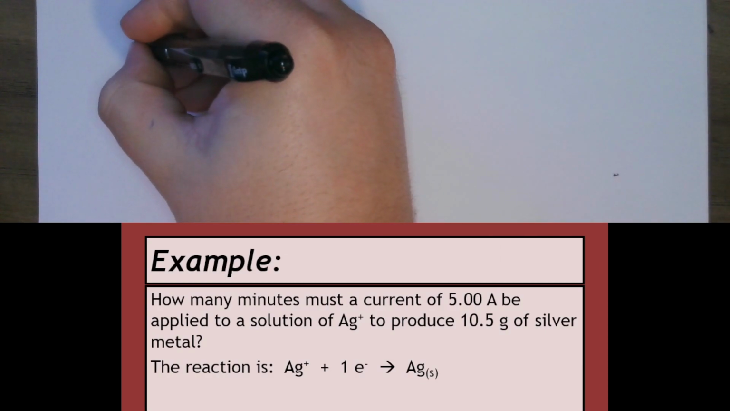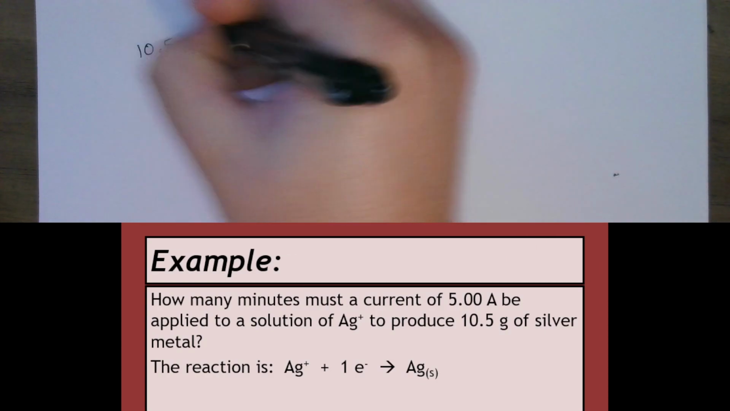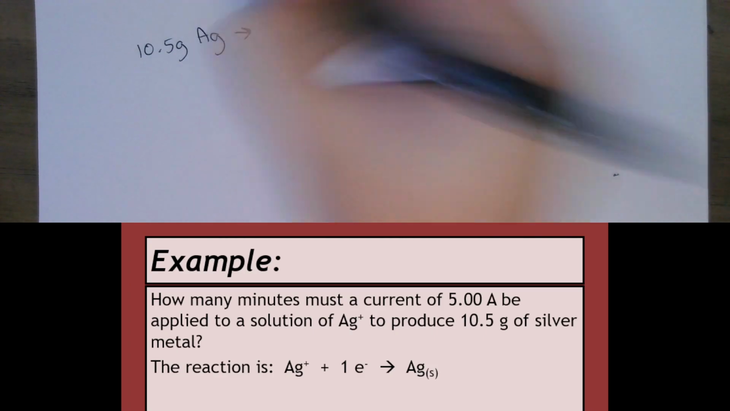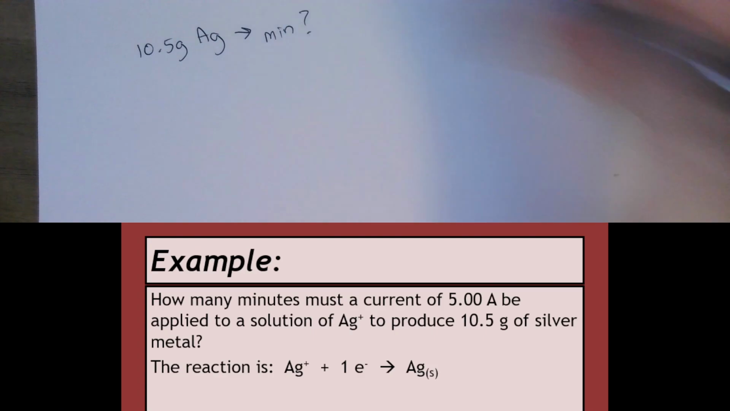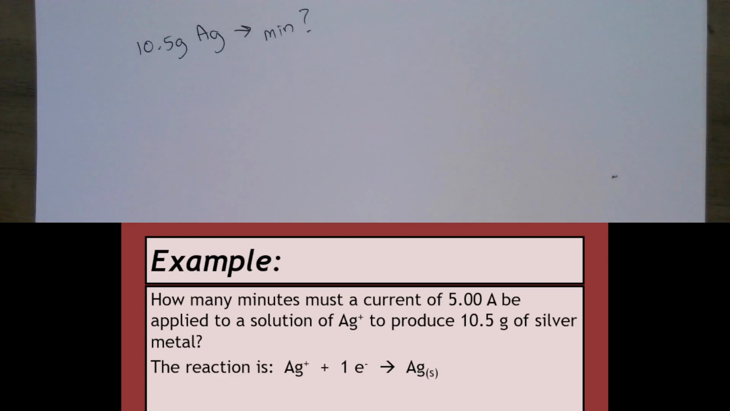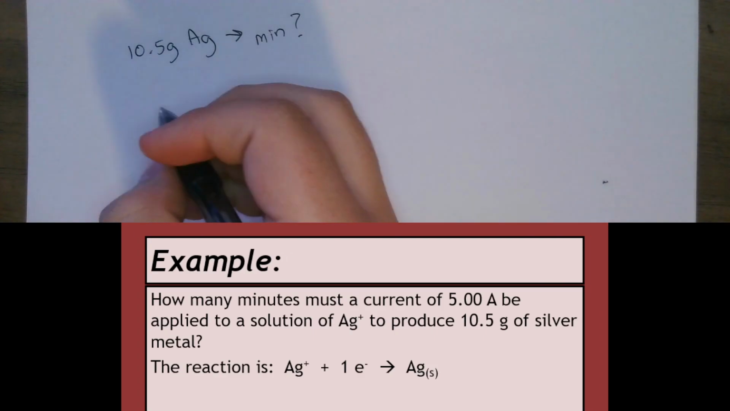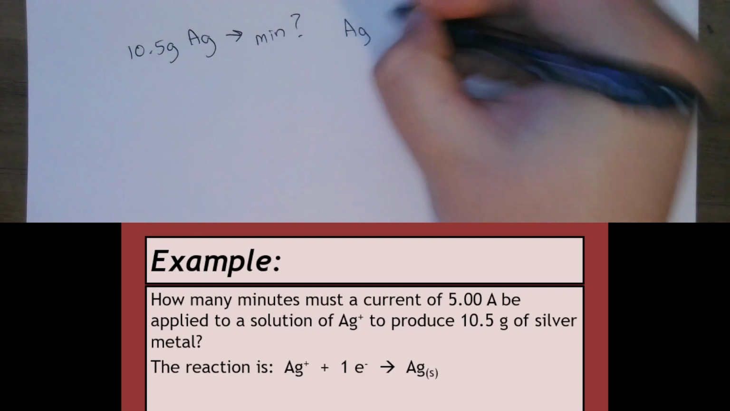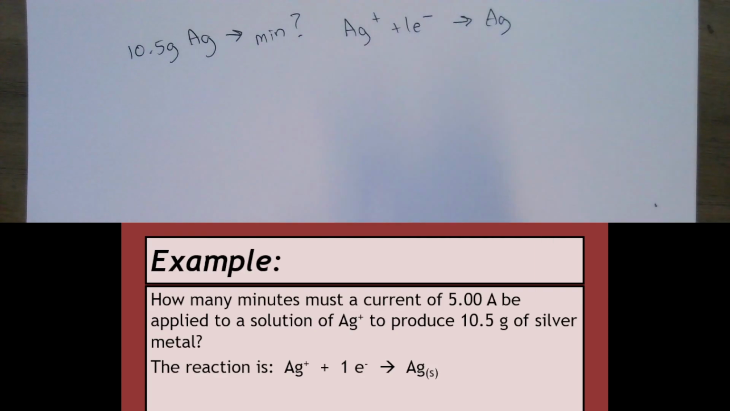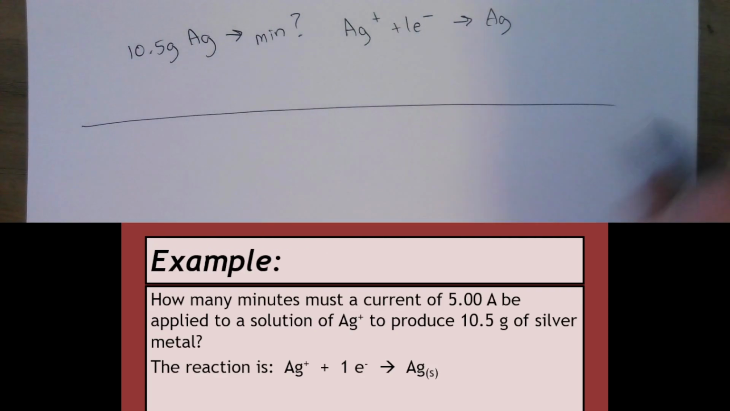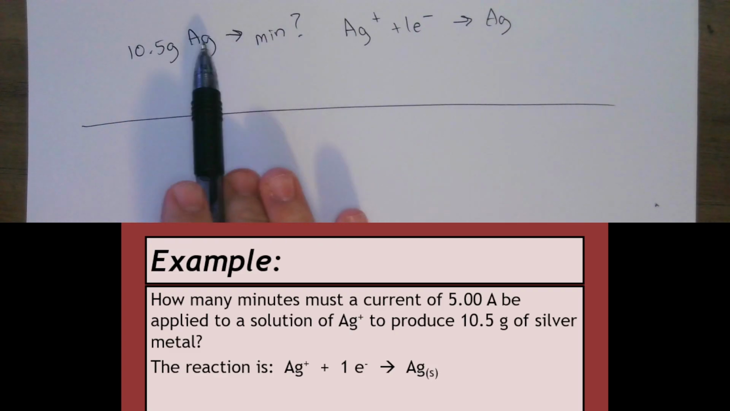This time I have 10.5 grams of silver. I know how much I make. So how much time must pass? And it's asking for minutes. So how many minutes does it take to do that? We have the same setup. We're going to do the same math problem. Our equation's a little bit different this time. Some different numbers, but it gives us that, which is good. So we're just going to start solving. Now we're doing the flipped version of what we did last time.